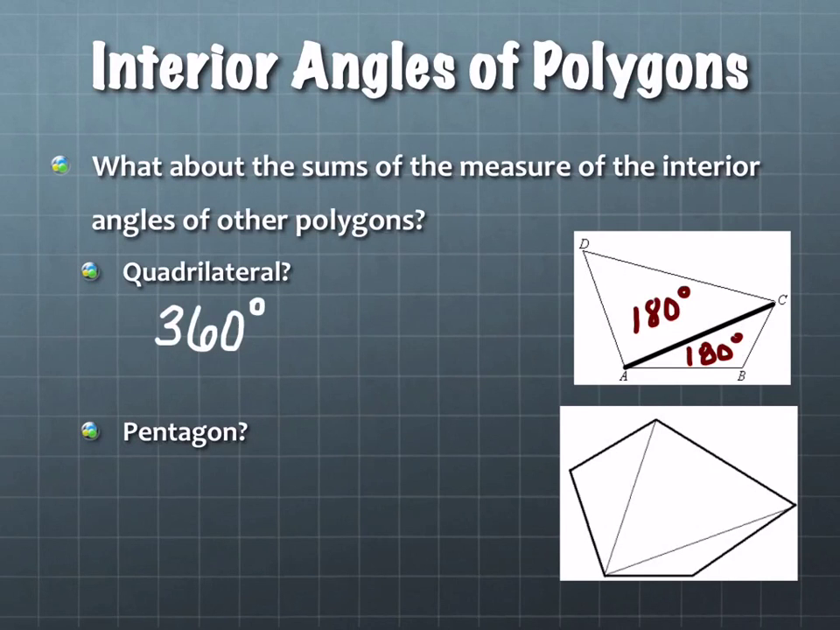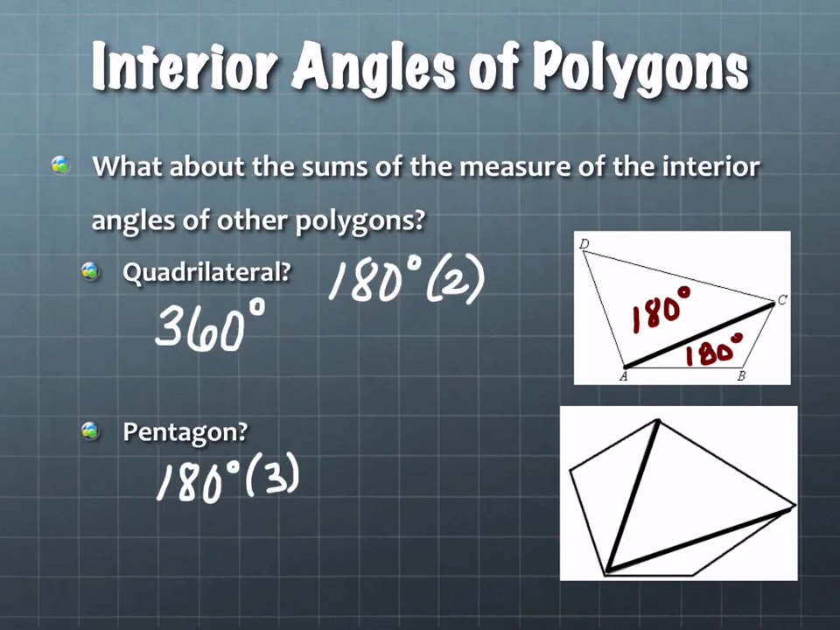What would you do if you had a pentagon? How many triangles are there? 3. So what would you do to find the angle measure for 3 triangles? 180 times 3. This one up here was 180 times 2. What is 180 times 3? It is 540.